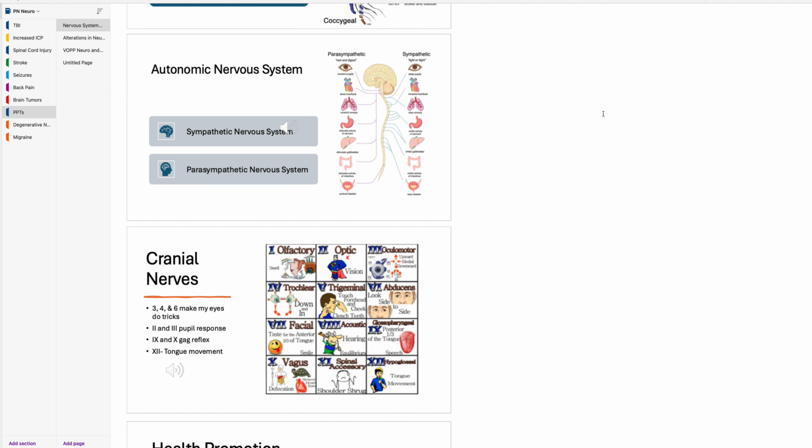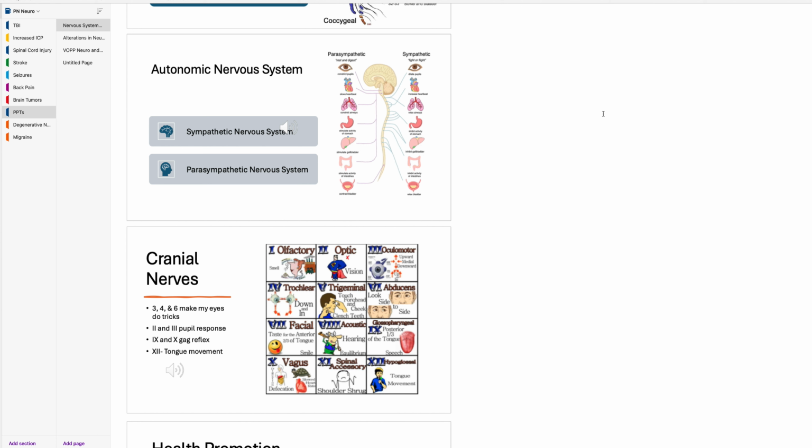2 and 3 are involved in pupil response. When we're doing a neuro assessment on somebody that's had, say, a brain bleed or a TBI, we're looking for a dilated pupil, which means that cranial nerve 3 has probably been compromised or occluded. So if the brain herniates and puts pressure on cranial nerve 3, you're going to have that blown, dilated pupil. All right.